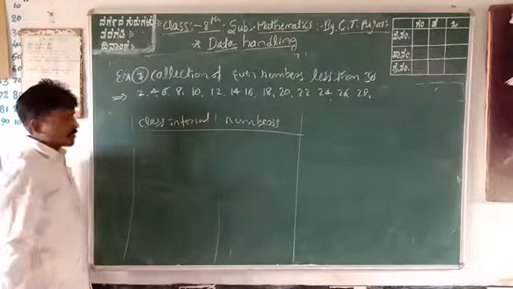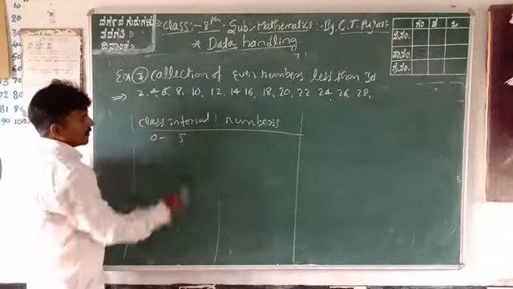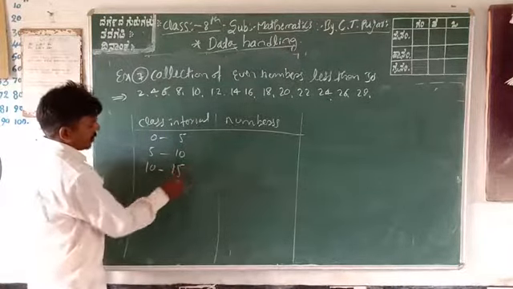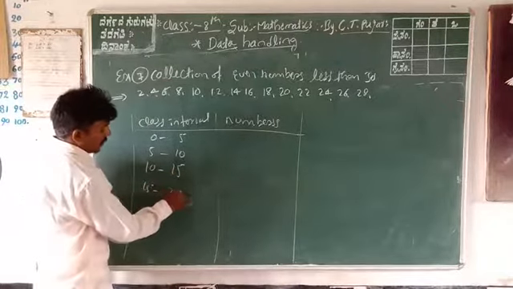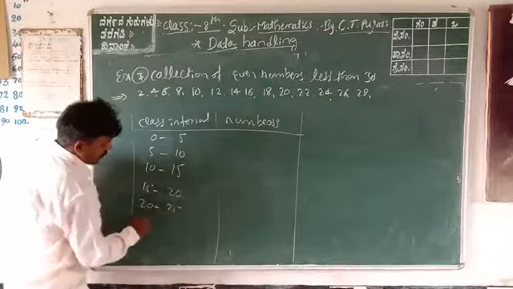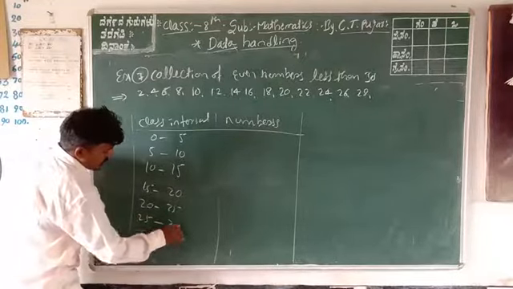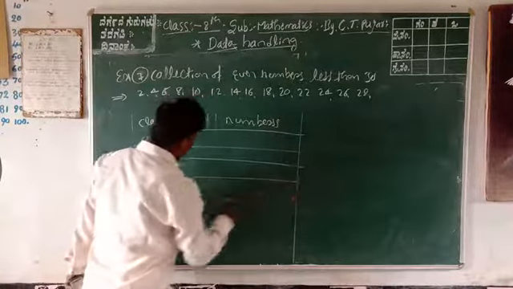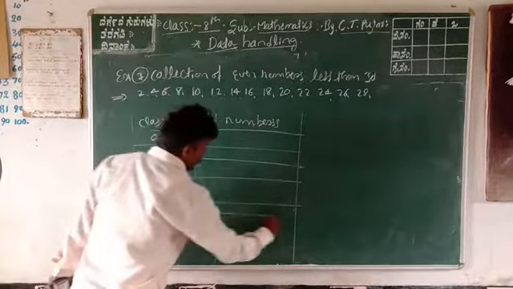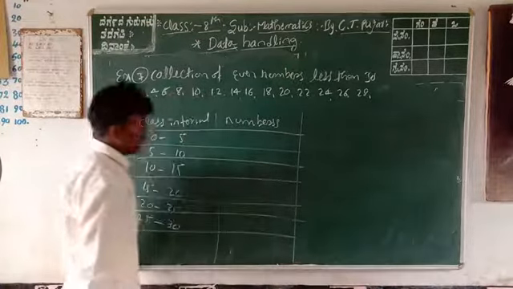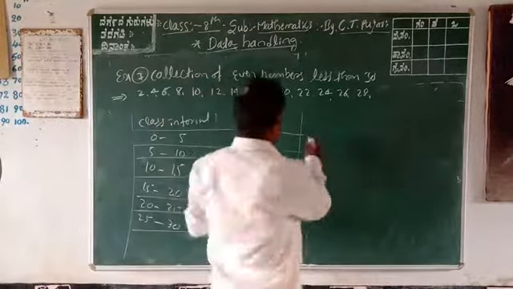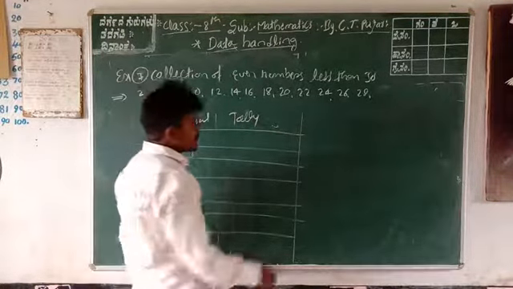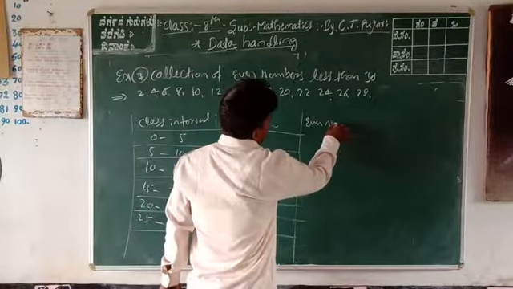You can learn about class interval. Next one, 0 to 5, 5 to 10, 10 to 15, 15 to 20, 20 to 25, 25 to 30. This is your class interval. In each class interval, how many even numbers are here? You can consider these tally marks also, and the count of even numbers.